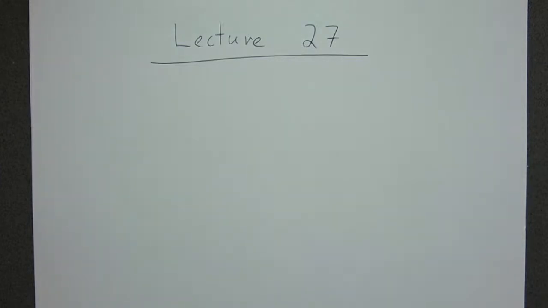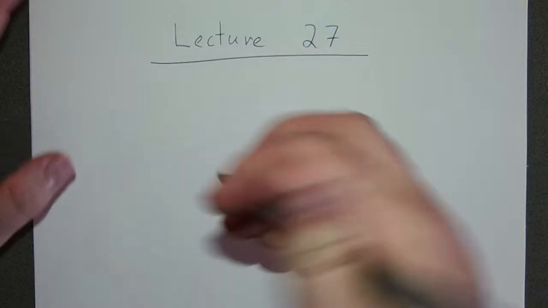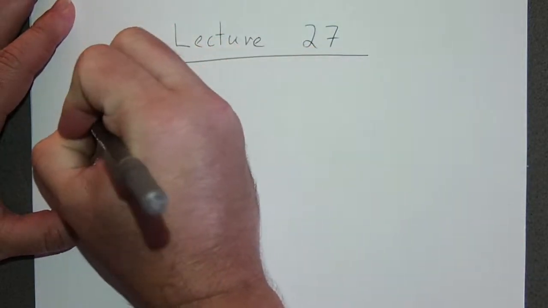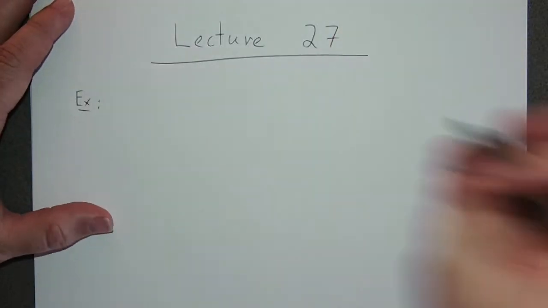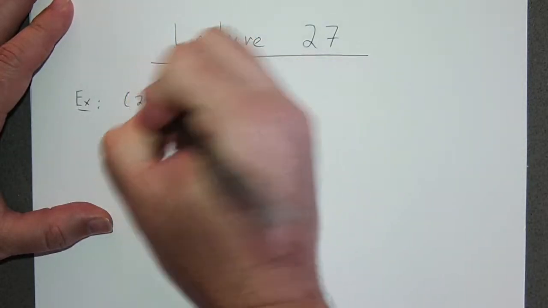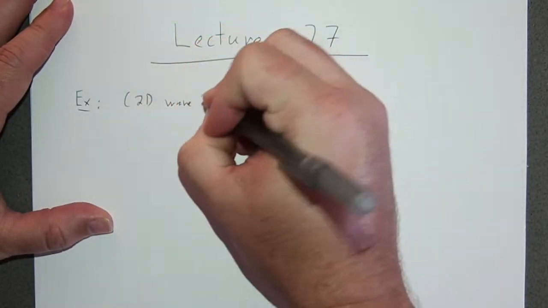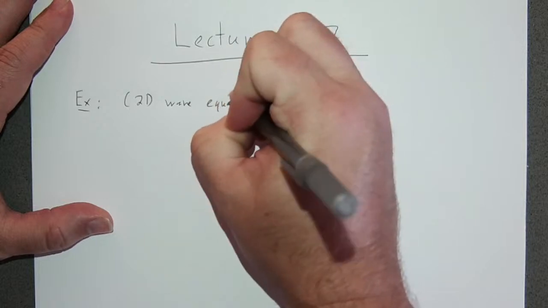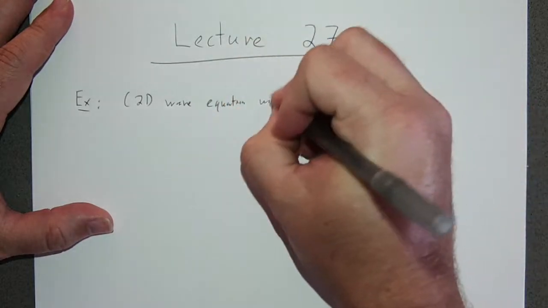As we'll see, this formulation is going to lead to something called Bessel functions. These are going to arise as our analogous eigenfunctions to sine and cosine as before, and we'll see how this works. So the example I want to consider is the 2D wave equation with Dirichlet boundary conditions.